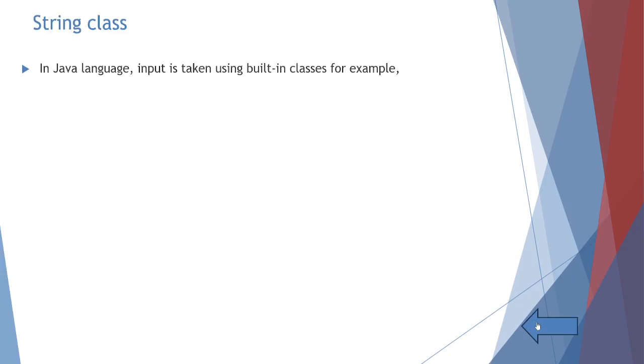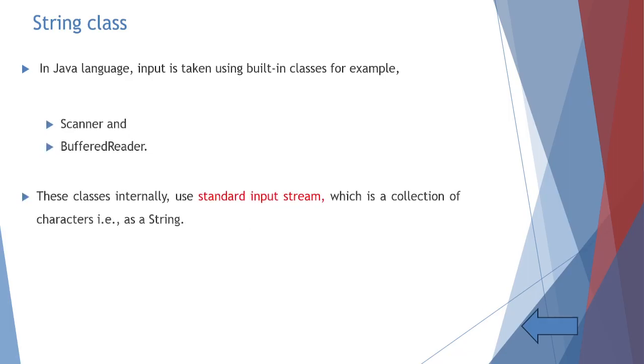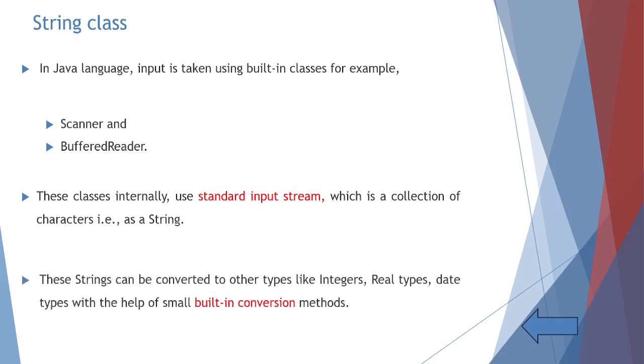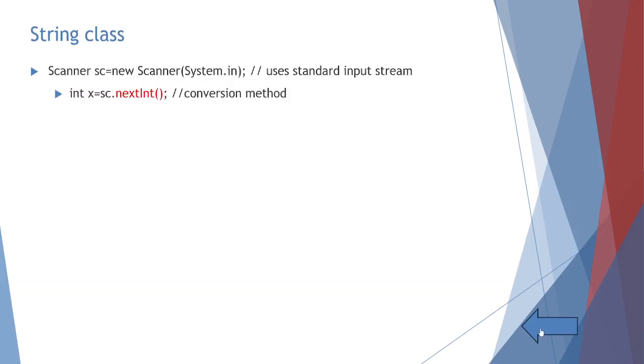Then, in the Java language, input is taken using built-in classes, for example, Scanner or BufferedReader. These classes internally use the standard input stream, which is a collection of characters, that is string. So internally, strings are taken, but these can be converted to other types like integers, real types, date types with the help of small built-in conversion methods.